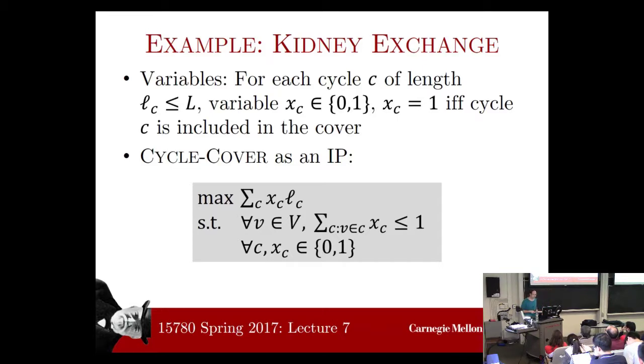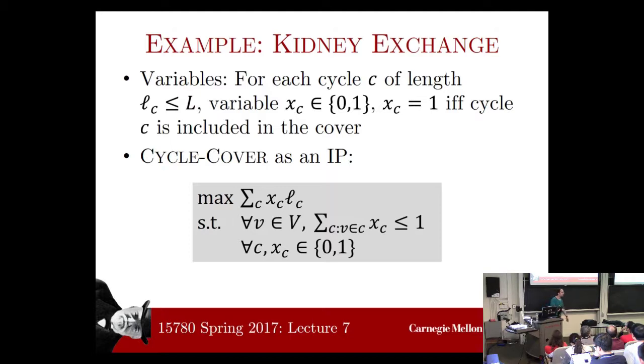Now what are the constraints? The only non-trivial constraint is saying, for every vertex, it can't belong to several different cycles that I've decided to take. Okay, so this is just saying the cycles have to be disjoint. So mathematically, for every vertex V, the sum over all cycles such that V belongs to the cycle of XC is at most 1. I may not take any cycle that contains this vertex, but I could take at most 1, and that way I ensure that these cycles are disjoint.